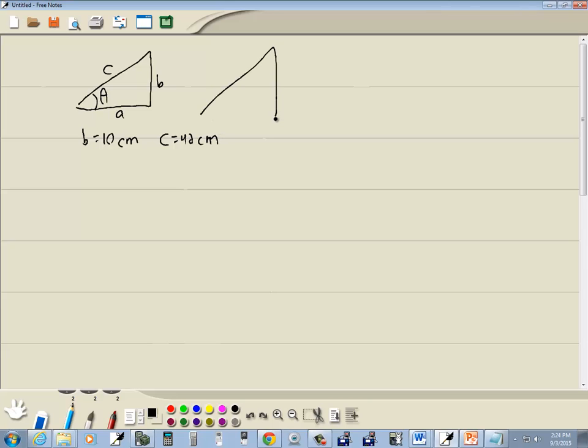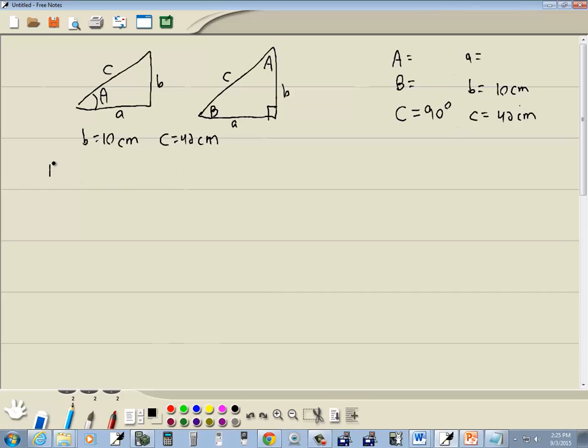Now let's redraw our picture a little bit bigger so we can see everything better. This is A, B, C. The angle that's opposite side A is angle A, and the angle that's opposite side B is angle B, and this is angle C here. Solving a triangle, we're trying to find angles A, B, and C, and side A, side B, and side C. Again, lowercase indicates sides, uppercase indicates angles. Well, B is 10 centimeters, C is 42 centimeters, angle C is automatically 90 degrees.